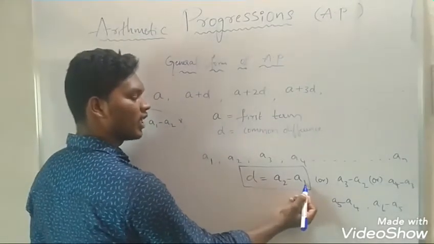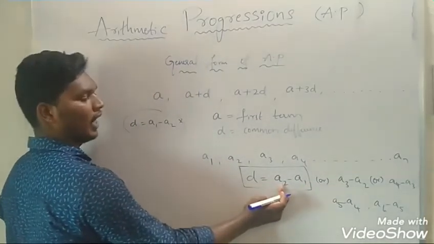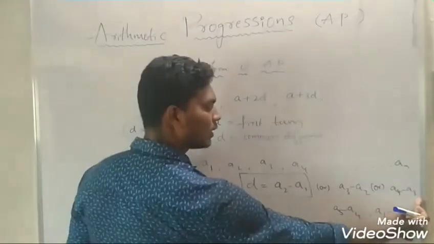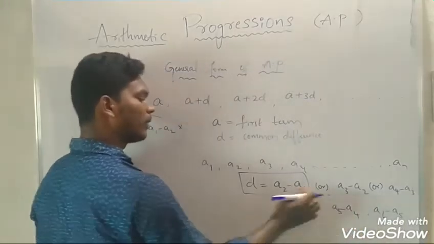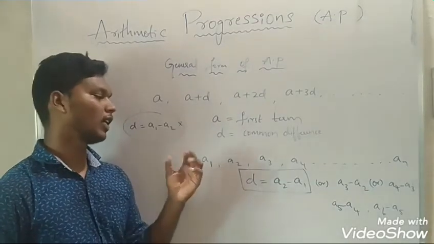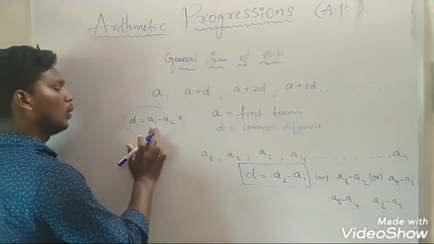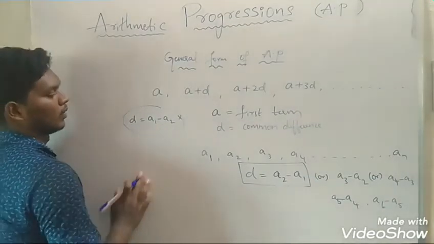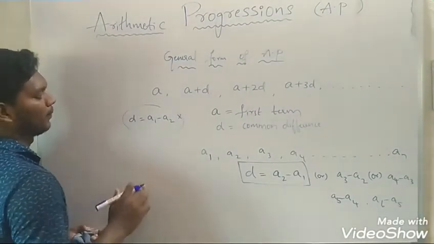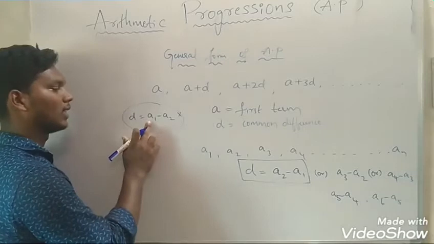See, friends, here the lowest term is the first term and the highest term is the second term. We are subtracting the lowest term from the highest term. Here also, we are subtracting the second term from the third, the third from the fourth, the fourth from the fifth. That means we must always subtract the lowest term from the highest term. So why should we not consider the formula as A1 minus A2?